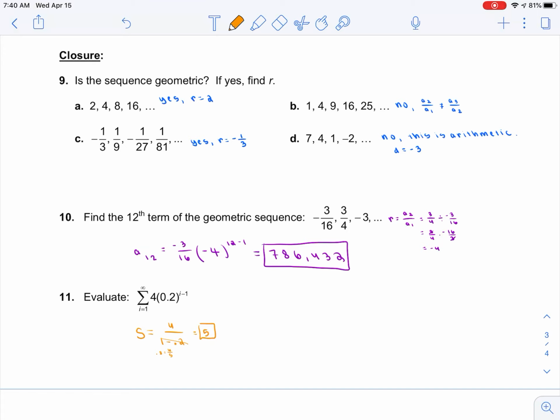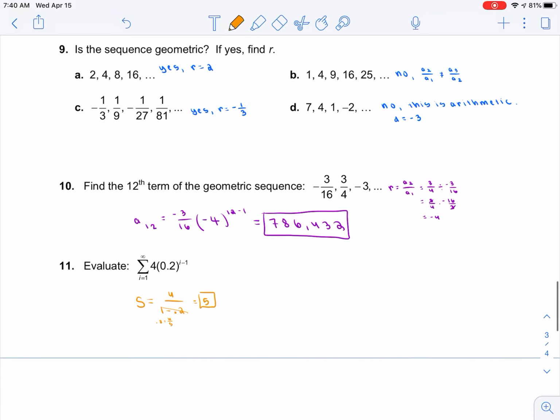And then finally, part D, this one is not geometric. Now, if you recognize it was arithmetic, bravo, pat on the back, you should see that you are subtracting 3 each time, which makes it arithmetic. Now, you didn't have to answer that way, but I just want you to see that that does show an arithmetic sequence. For number 10, you want to find the 12th term.